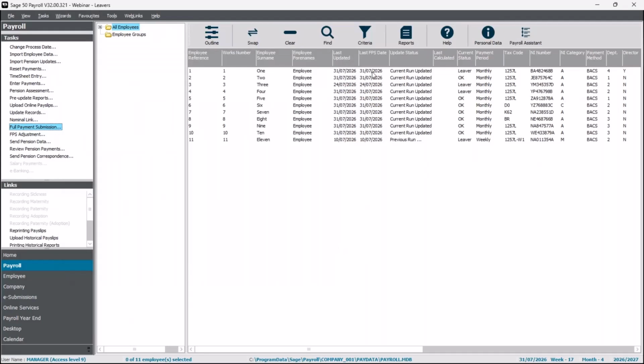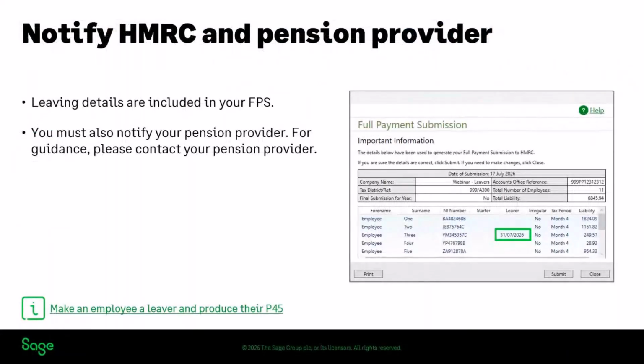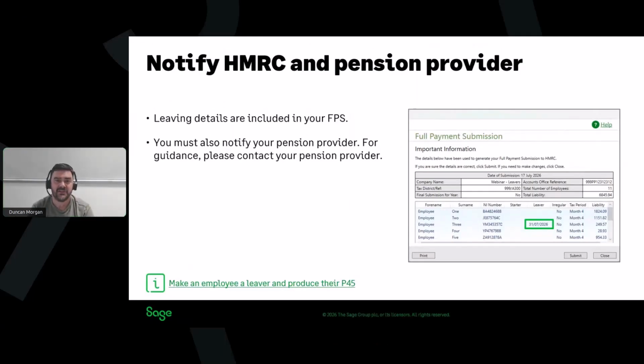So what you can now see is that my last FPS date has updated with the employee's last pay date, so for most of them, 31st of July. But for the employee who had a separate pay run earlier in the month, the FPS date is showing their earlier pay date. And that is everything dealt with in payroll. I just need to make sure I've let the pension provider know that these employees have now moved on. So it's as simple as that to notify HMRC as part of the full payment submission.